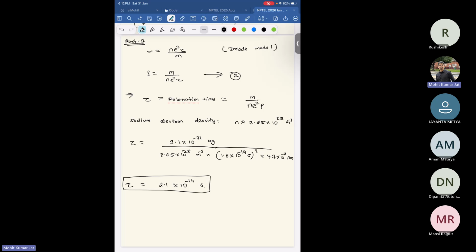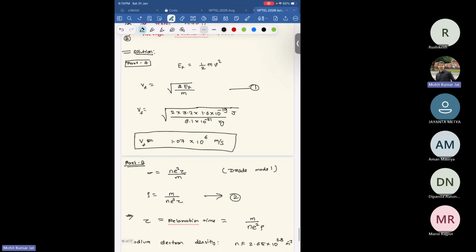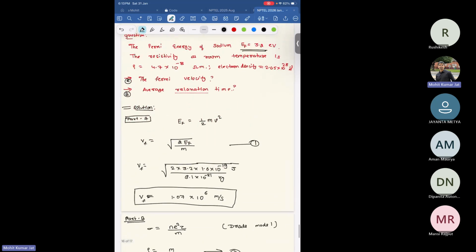So if I combine in summary, the Fermi velocity Vf is approximately 1.07 × 10^6 meter per second, and your relaxation time tau is roughly around 2.1 × 10^-14 second. So this is the solution for this kind of problem. So this is how you approach.